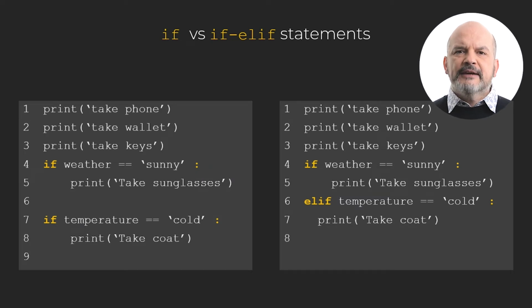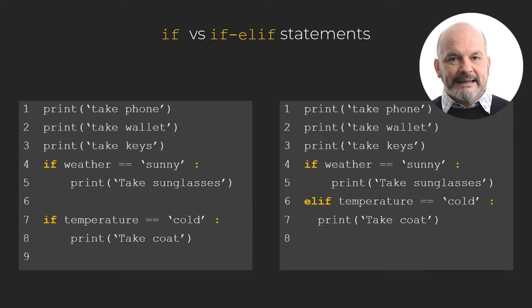So what is the difference between the simple if and if-elif statements? On the left-hand side, in some cases where the weather is sunny and the temperature is cold, we will be taking both our coat and our sunglasses. When considering the code on the right-hand side, this is not possible. If it is sunny, we take our sunglasses, but not a coat, even if it is cold. At most, one of the branches can be executed. In conclusion, you must choose your structure carefully.